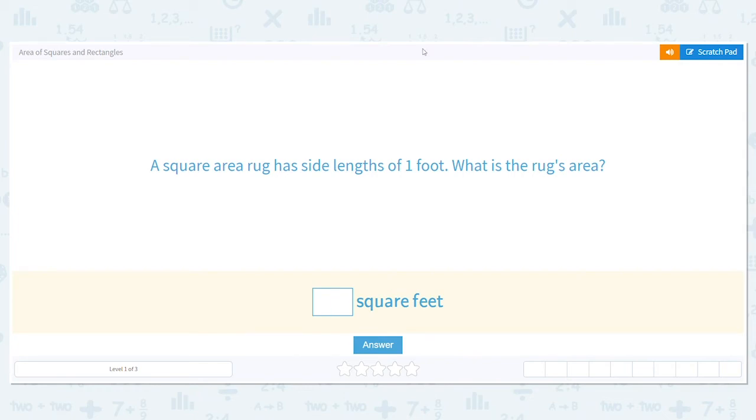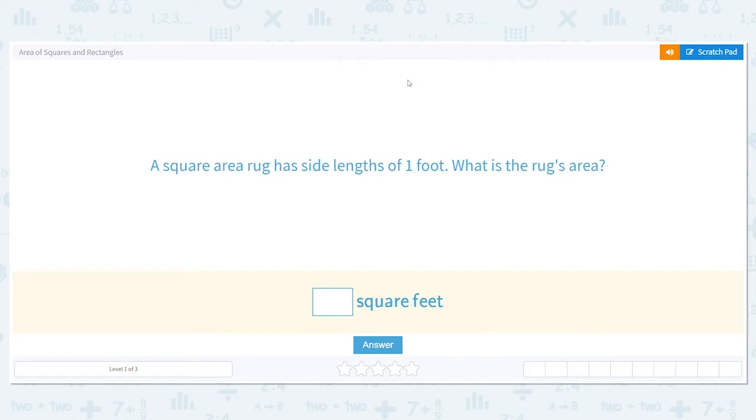All right, today we are going to work on finding area of squares and rectangles. This can be so much fun. And this is also a great tool for using our scratch pad, drawing pictures to help us find area, as well as our knowledge of multiplication is a winning combination to do a great job on area problems with squares and rectangles.